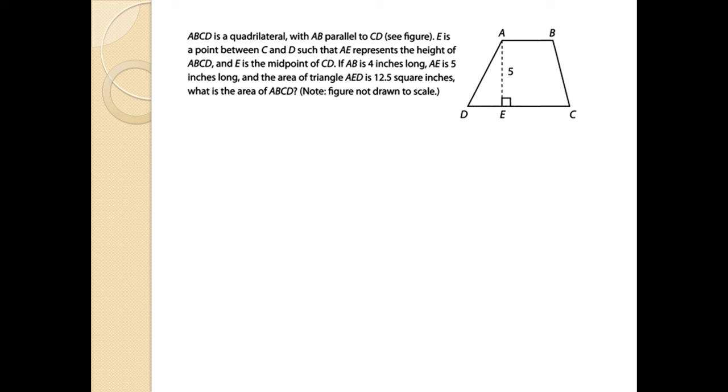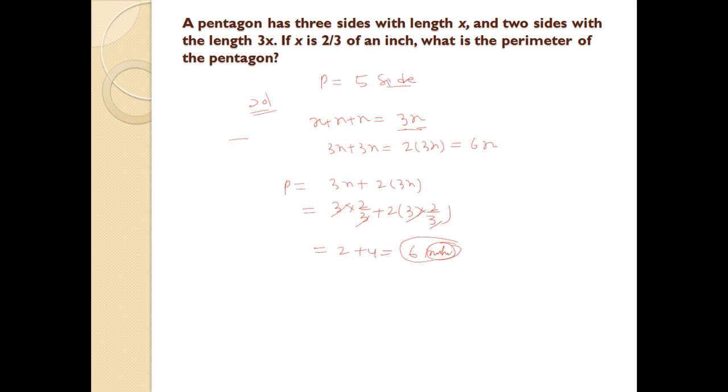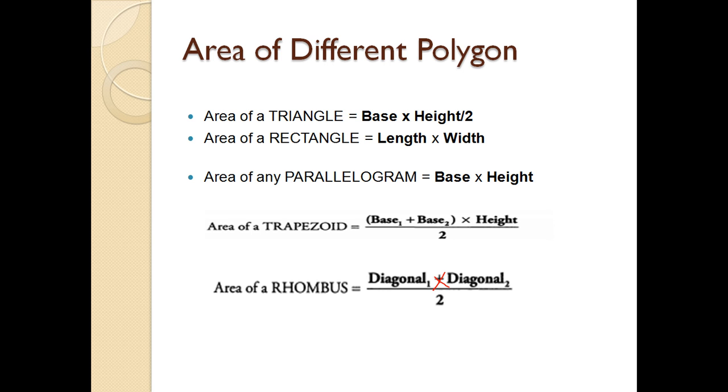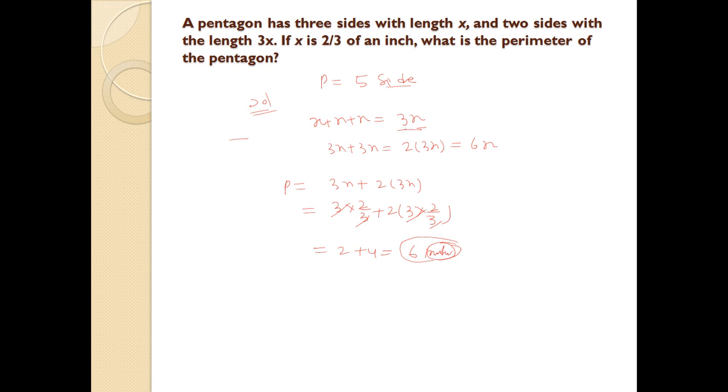Here what is given? ABCD is a quadrilateral with AB parallel to CD. Basically they are saying AB is parallel to CD. E is a point between C and D such that AE represents the height of ABCD. This is a kind of trapezoid. So we know the formula for the area of a trapezoid is base 1 plus base 2 divided by 2 multiplied by height.